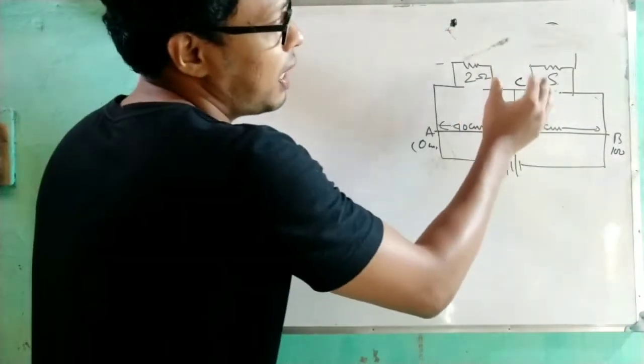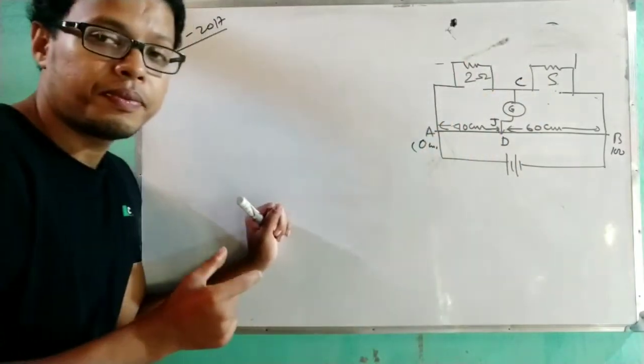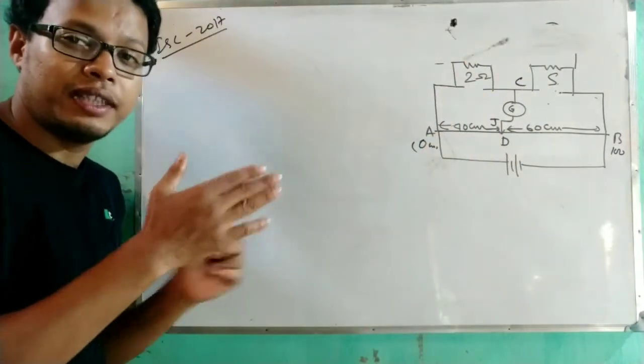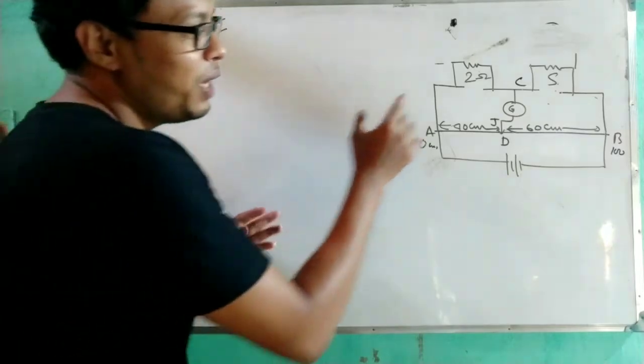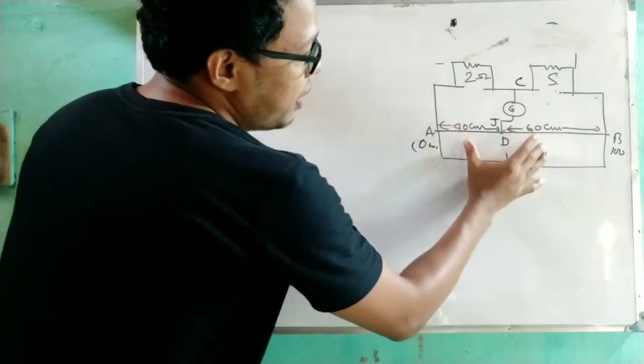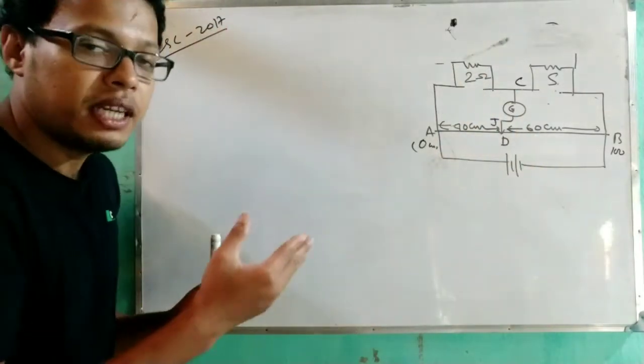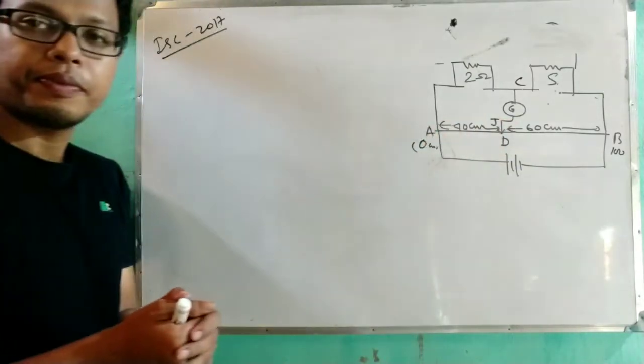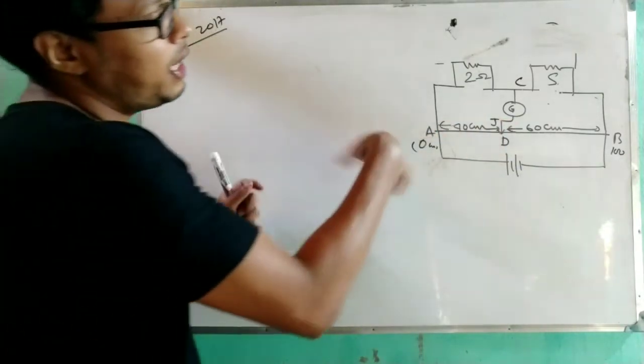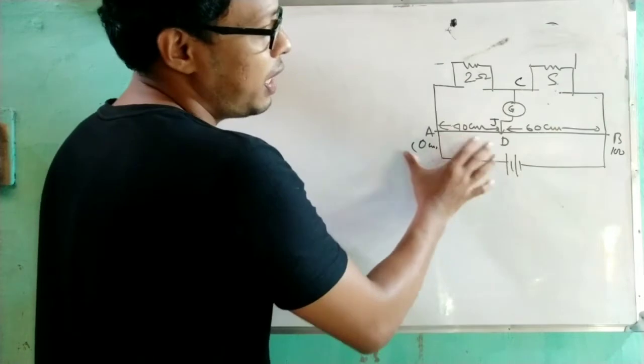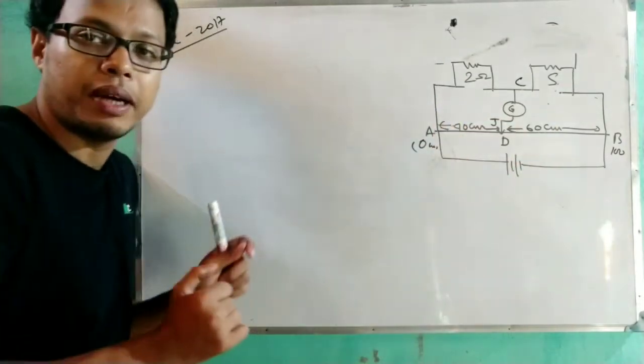Across S, connect one resistance. You have to find whether to connect it in series or parallel, by which you get the null point at the 50 centimeter mark from the left side. But initially, when it is given like this, the null point is obtained at the 40 centimeter mark.